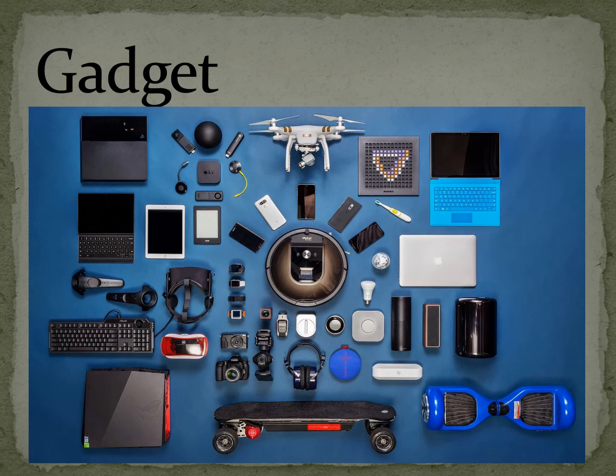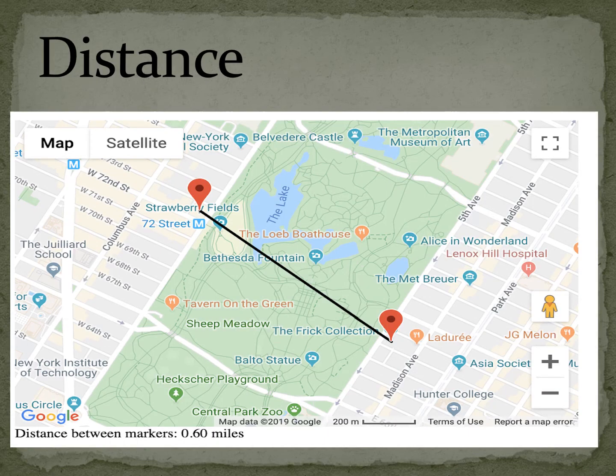The keyboard, the laptop, the speaker, the camera, headphones. These are gadgets. Distance. Distance is a noun which means a number of kilometers or length of space between 2 points. For example, as you can see here, the distance from Strawberry Fields to the Frick collection. This is a number of kilometers. It's a distance.